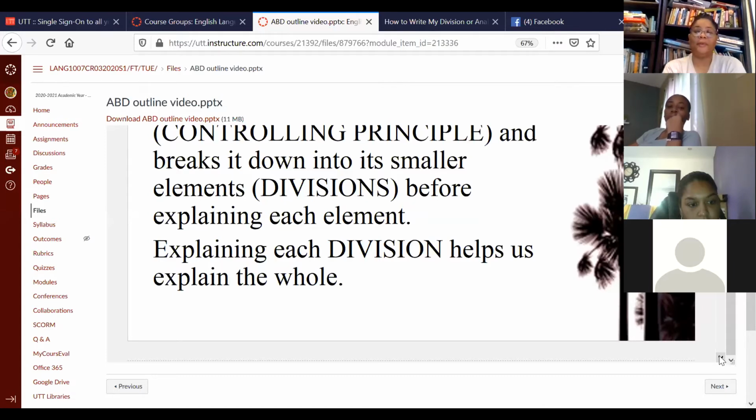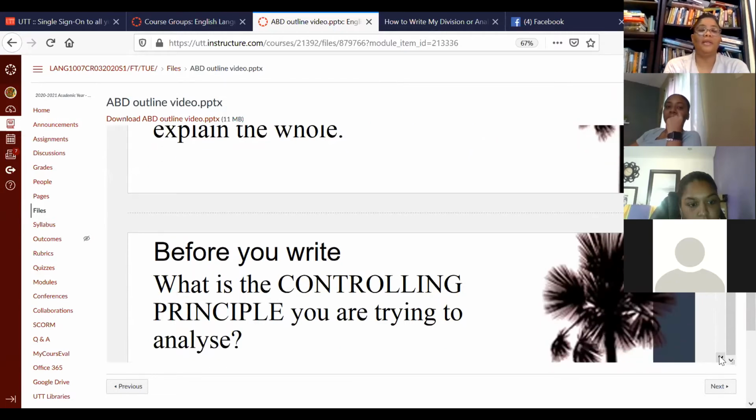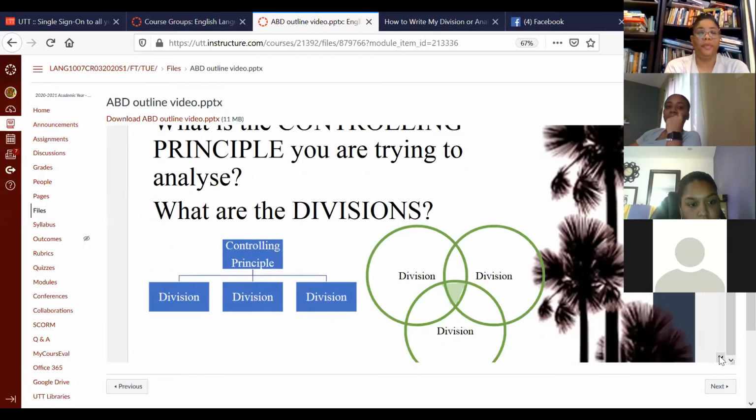So your first step when you get a topic is to sit down and ask, what is the controlling principle? Because remember, the controlling principle tells you which divisions you're going to come up with, right? Which divisions are important to discuss to explain how the whole unit functions to achieve its main purpose.